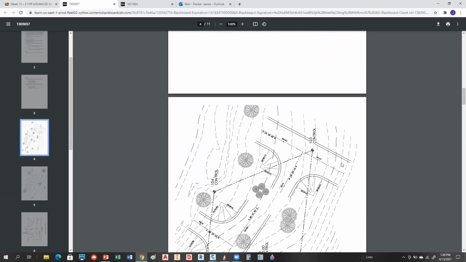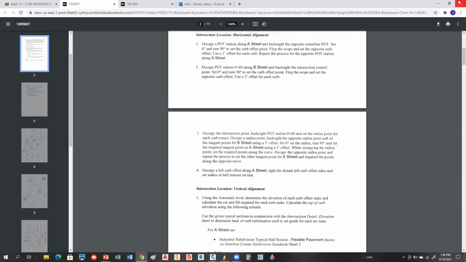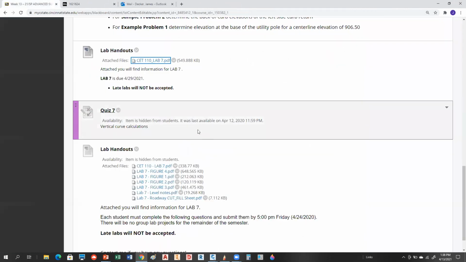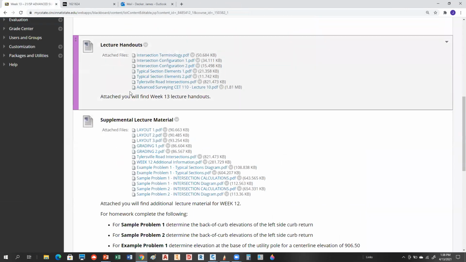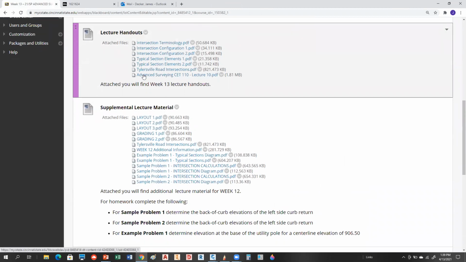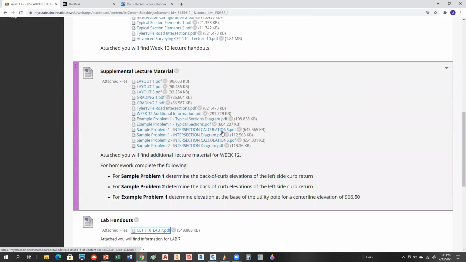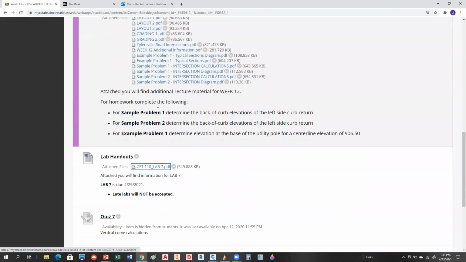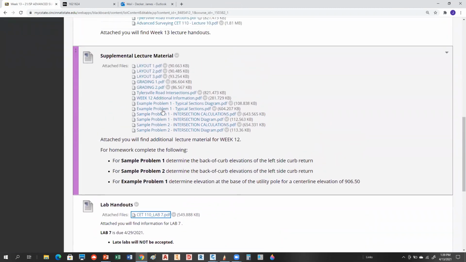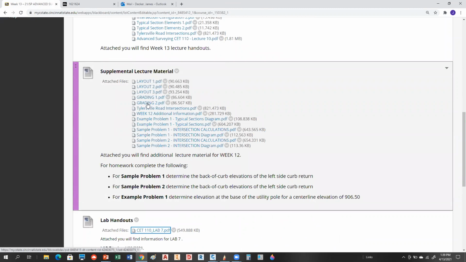I also have some supplemental information out there for you. Let me go back here. There's all this information, which is stuff we just looked at today. There's some supplemental information here about calculating different things. You might want to look at this because it shows you how to do things about layout.